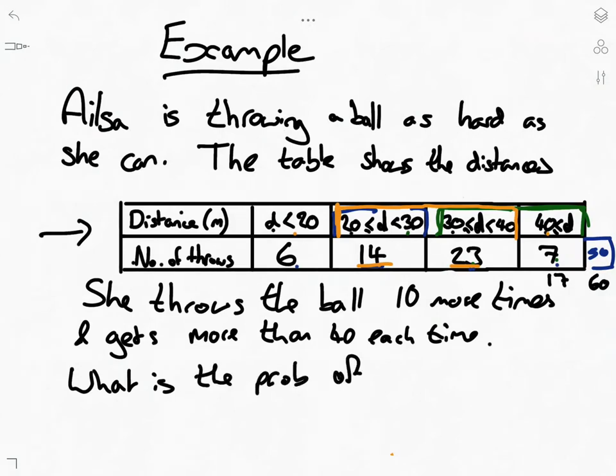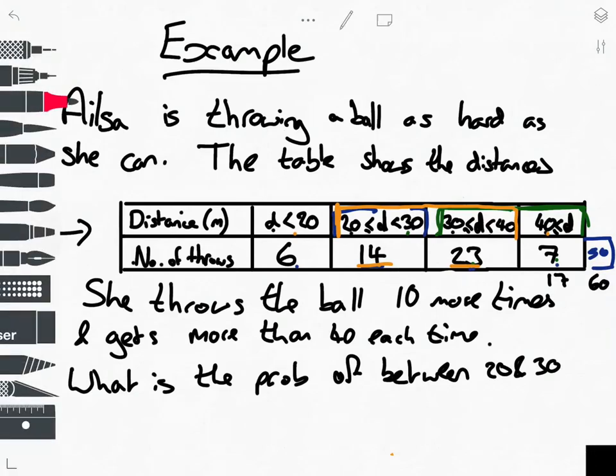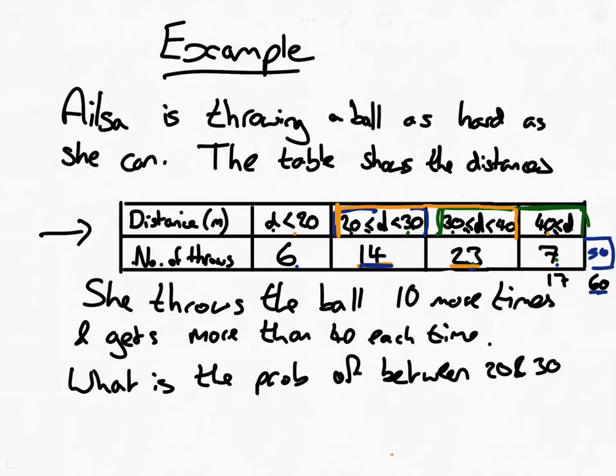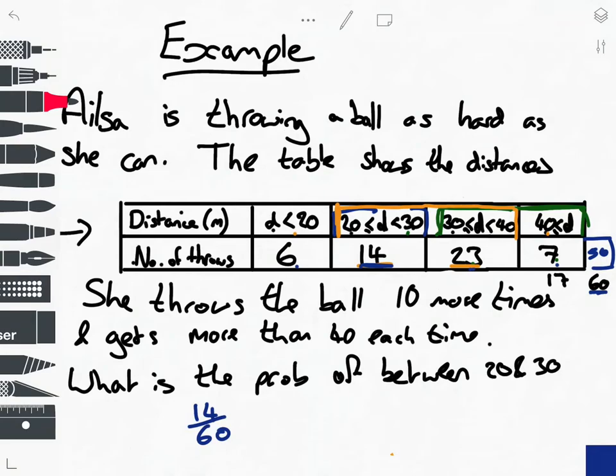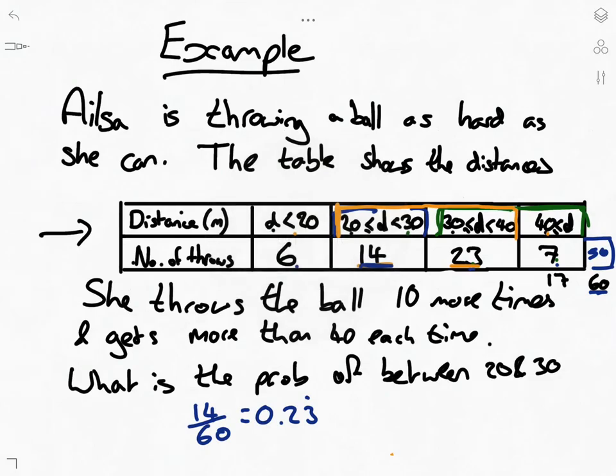of getting, and then we can choose a section, well, let's do one we did before, so between 20 and 30. Well, it's still 14. Still 14, but it's out of 60 now. So 14 out of 60. And we can make that into a decimal. So 14 divided by 60 is 0.23 recurring. So the probability's changed because we've got new information.